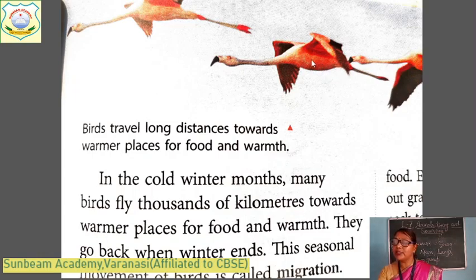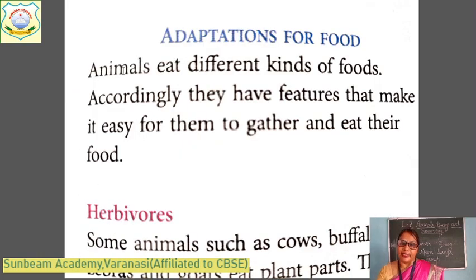और इनकी bones क्या होती हैं? Air से filled होती हैं, which help them to fly. And they have a special boat-shaped body. और ये boat-shaped body क्या करती है? Air को cut करने में. When they want to move forward, it helps them to cut the air and they move forward. And these types of animals are called aerial animals.